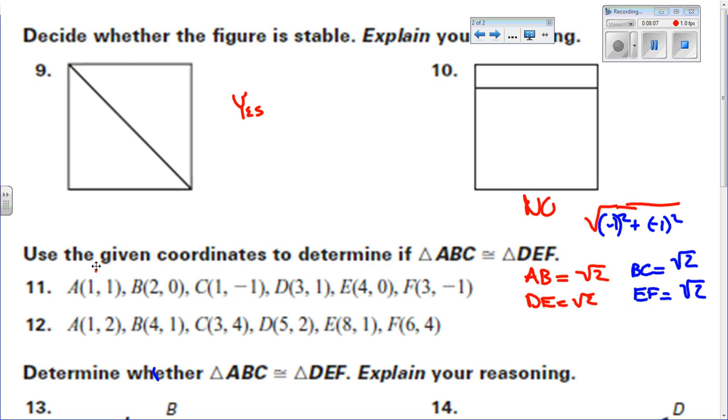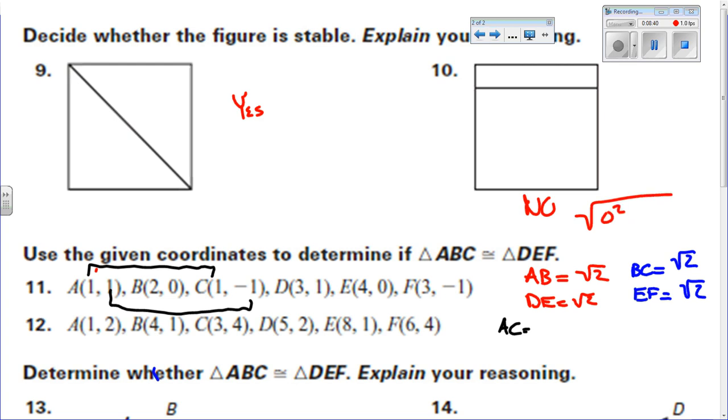Last one, you have to check AC. It goes over 0 and down 2. So that's going to give you AC equals square root of 2. It's going to be 0 squared. Oh, wait. Because it goes down 2, it's going to be 0 squared plus 2 squared, or negative 2 squared. Negative 2 squared is 4, 0 squared is 0, square root of 4 is 2.